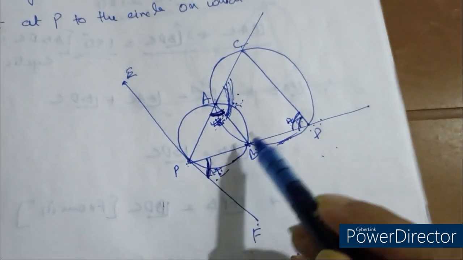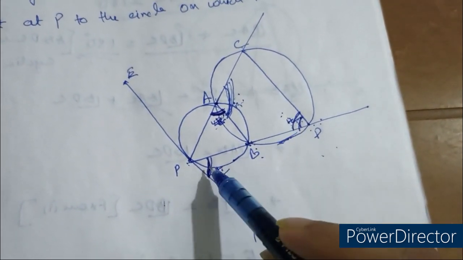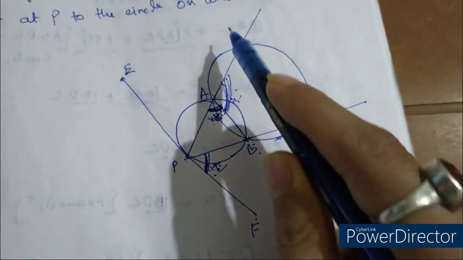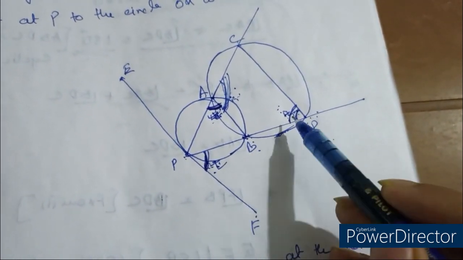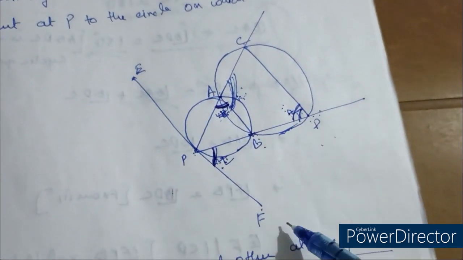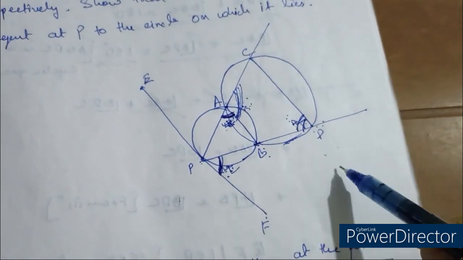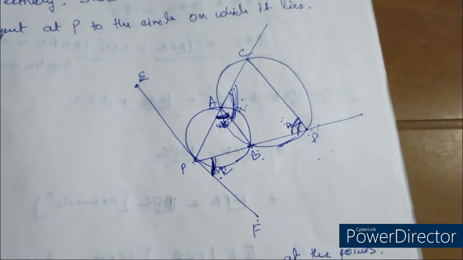Yes, and these two angles are equal, and what are these two angles? They are alternate angles. Yes, you see the Z. These two angles are alternate angles and they are equal. So therefore I can say that EF is parallel to CD. This is what we had to prove.